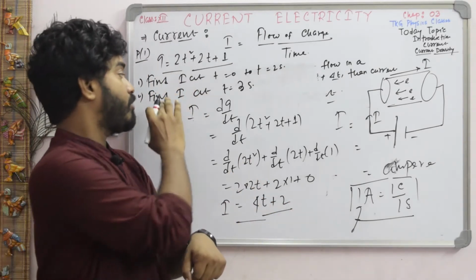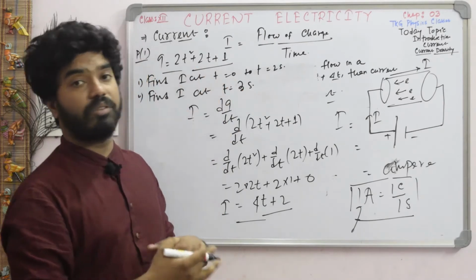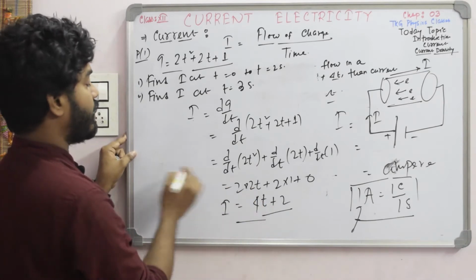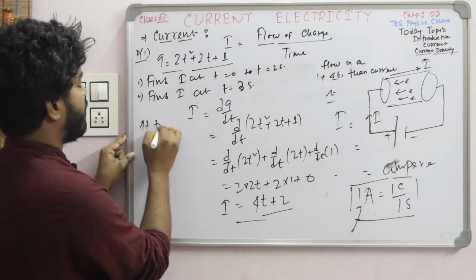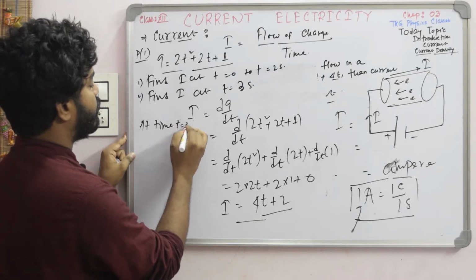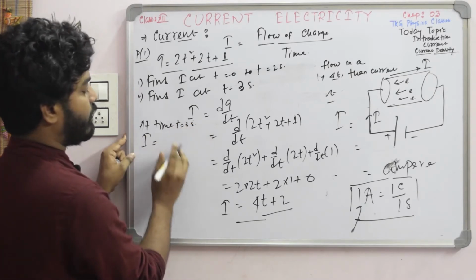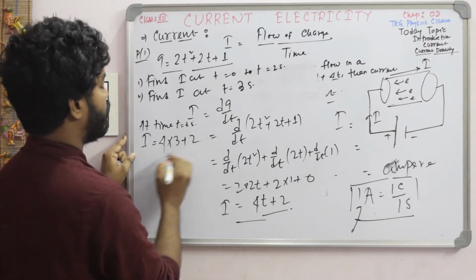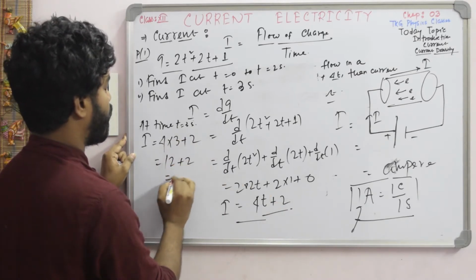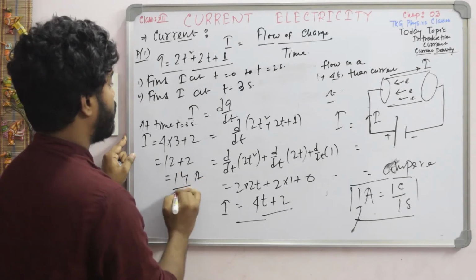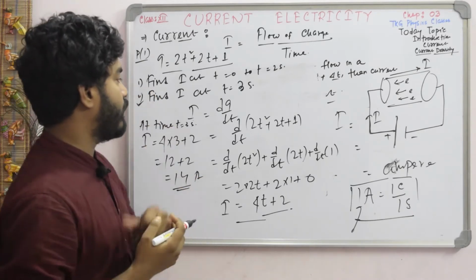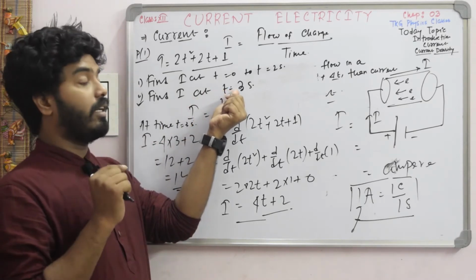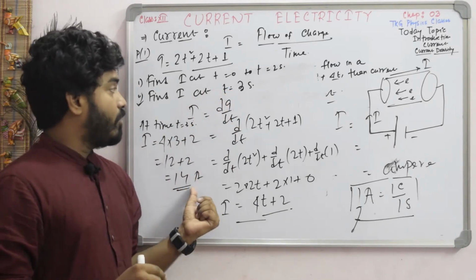Now, the question is you have to find the current at the end of t equal to 3 second. That means in the place of t you write t equal to 3 second, and the value of current becomes 4 into 3 plus 2, that is 14 ampere. So, this is the second answer. We find the instantaneous current, that is, the current at a particular time, that is 3 second. So, this is the value of the second answer.